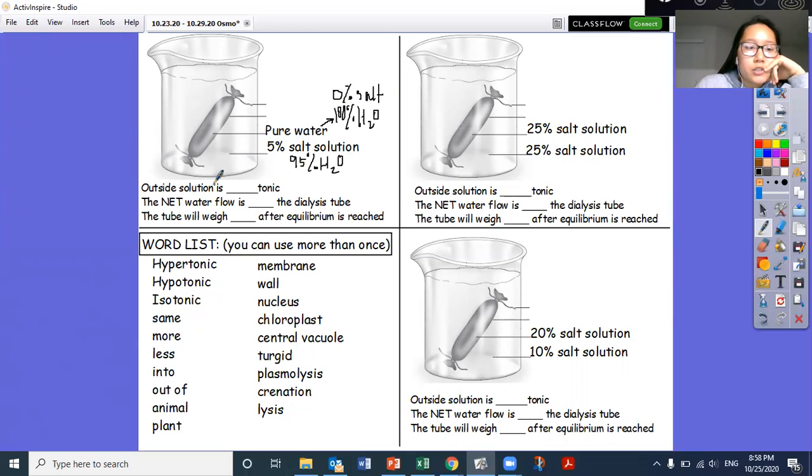So the outside solution, this outside solution right here, is going to be hypertonic. And you ask me, why is it hyper?